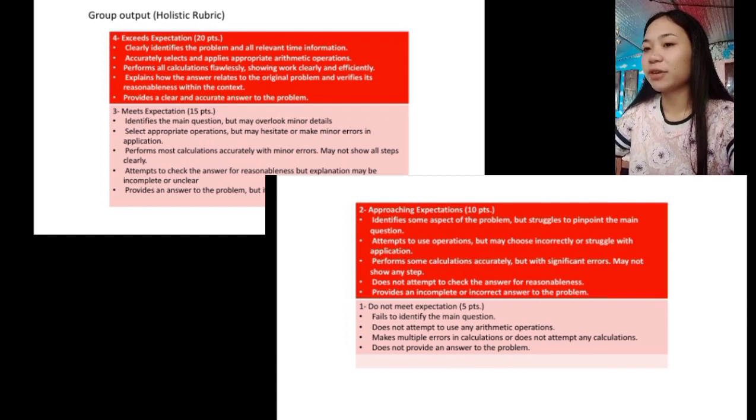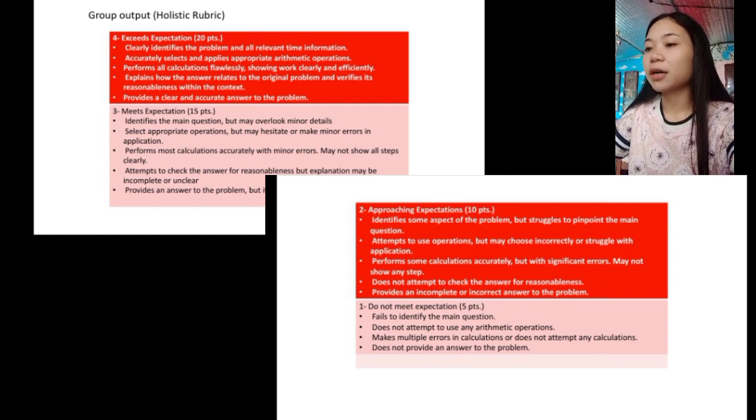and provides an answer to the problem but it may be partially incorrect. And approaching expectations: identifies some aspects of the problem but struggles to pinpoint the main question, attempts to use operations but may choose incorrectly or struggle with application, performs some calculations accurately but with significant errors, may not show any steps, does not attempt to check the answer for reasonableness, and provides an incomplete or incorrect answer to the problem.